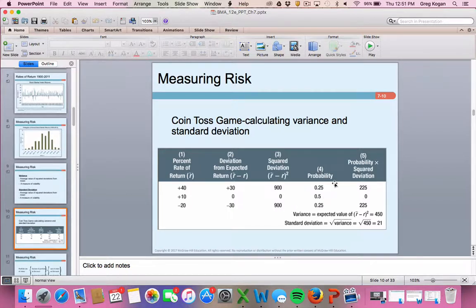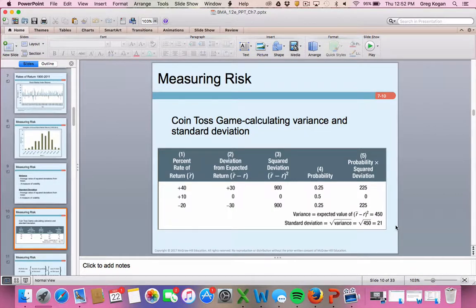The probability of each outcome: we're talking about a game, like say you're flipping a coin or drawing cards, there's a definite probability of outcomes. And then we multiply by that probability. In this situation, we sum all of these together and we get 450. That is the variance, the expected value of these squared deviations. So we have 450, and standard deviation is the square root of that, which is 21.